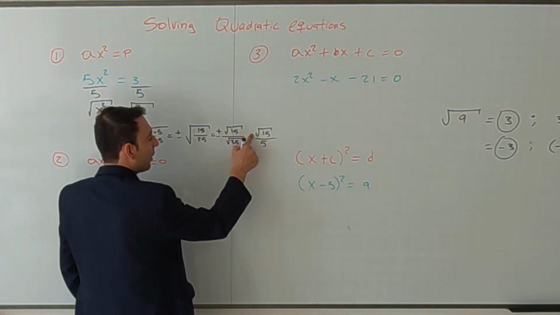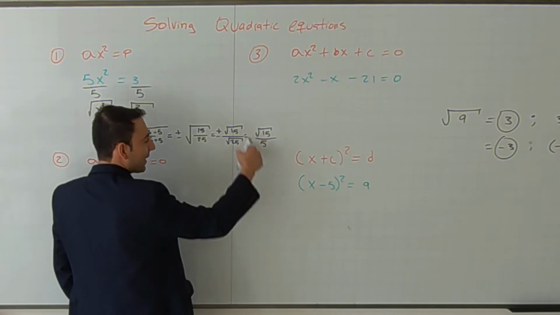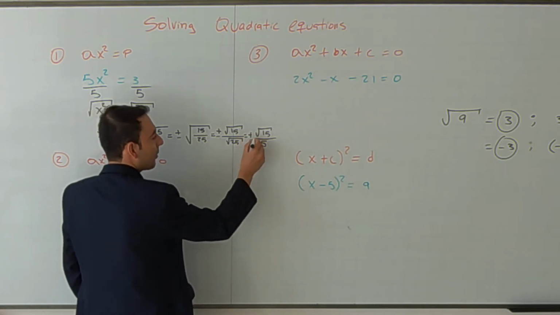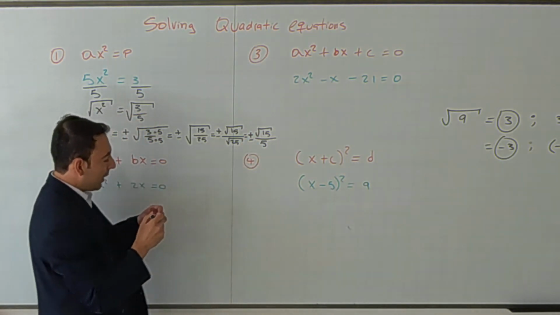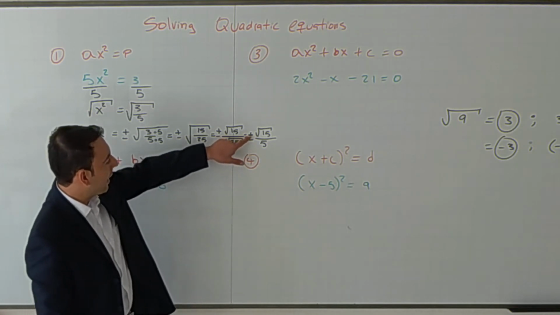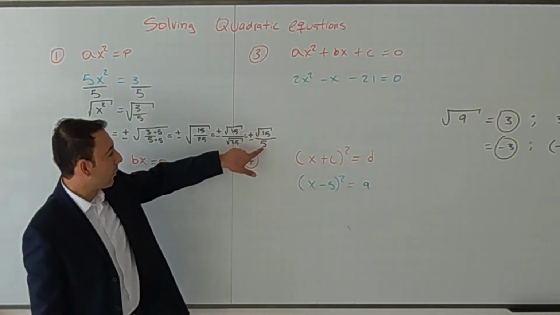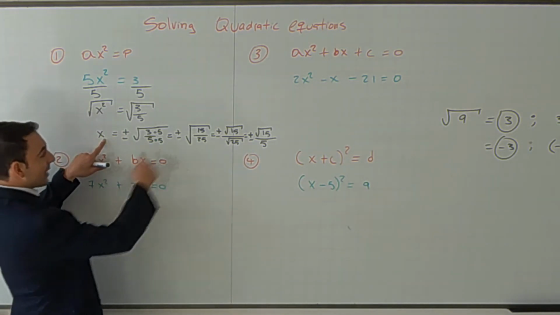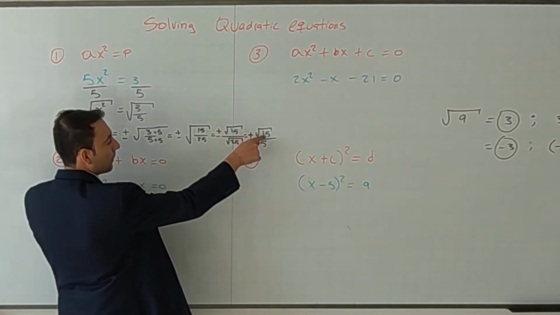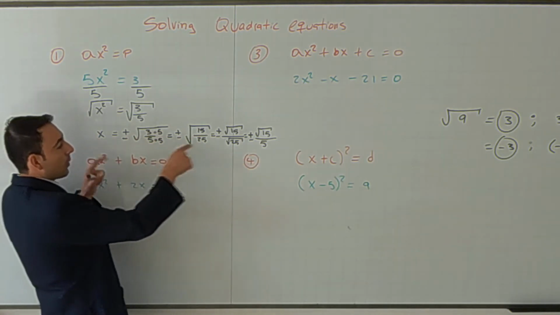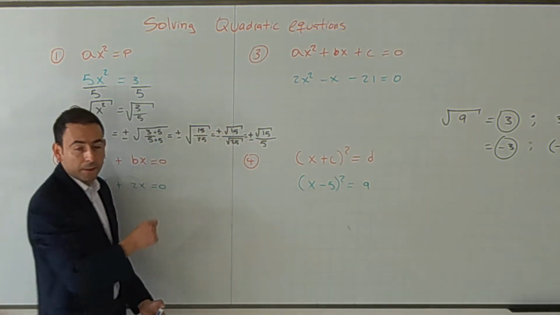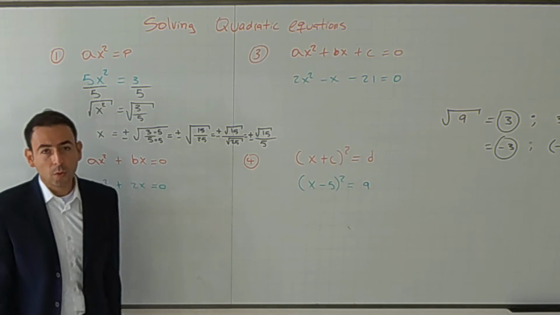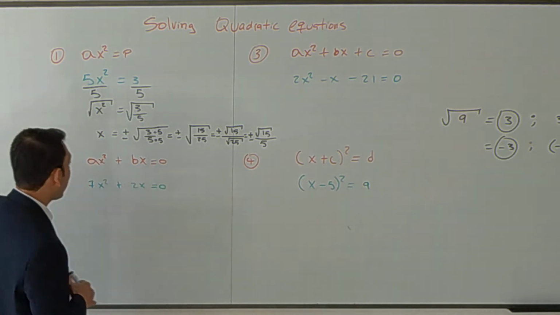But let's remember that our solution has two possibilities: this number positive and this number negative. When I write here plus and minus square root of 15 over 5, that means that we have two answers: when x is equal to positive square root of 15 over 5, and when x is equal to negative square root of 15 over 5. Then we have the two solutions there. Okay.